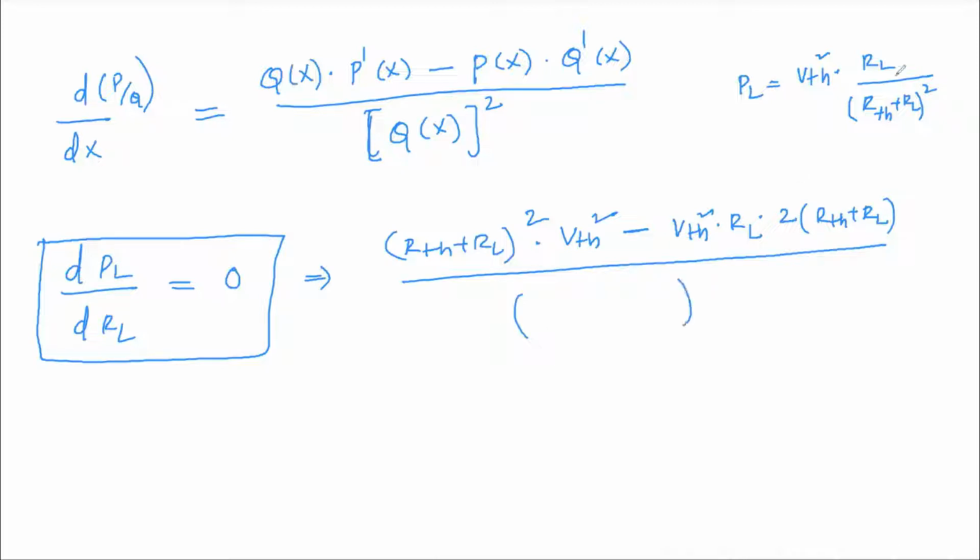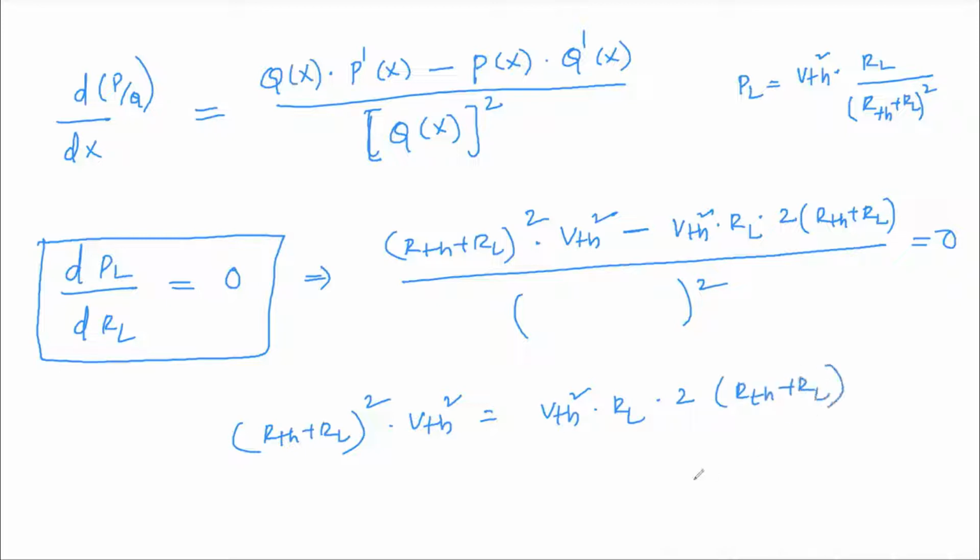Whatever the Q of X in the bottom, don't think about it, and anyway, we are equating it to 0. So this will come to the right side. Now only numerator is there and you have minus. If you bring that minus to the right side, what it becomes? RTH plus RL whole square into VTH square is equal to VTH square into RL into 2 RTH plus RL. So this is what we get.